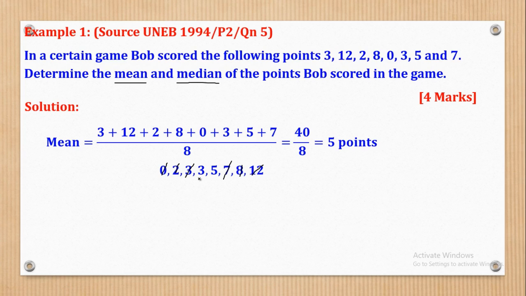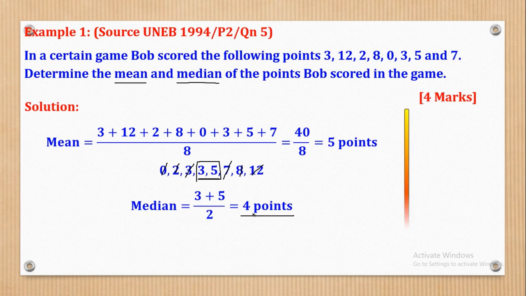Now if you look at this, I remain with two values, and if I cross them, I remain with nothing. Therefore what I'm going to do is get the average of these two values, and that will be the median. So when I get the average, I'll say median will be equal to 3 plus 5 over 2 to give me 4. So basically that is how the median goes.